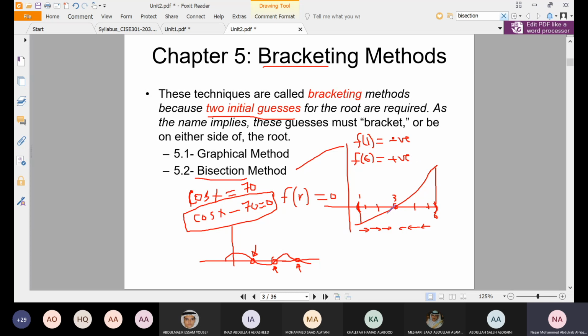Usually, if we have a change in sign, this will indicate that I have at least one root located between the 2 points, because this comes with a negative value here, and when I evaluate the function at 6, I will get a positive value. So this change in sign indicates that the function will cross the x-axis. So in this case, I will get at least one root.